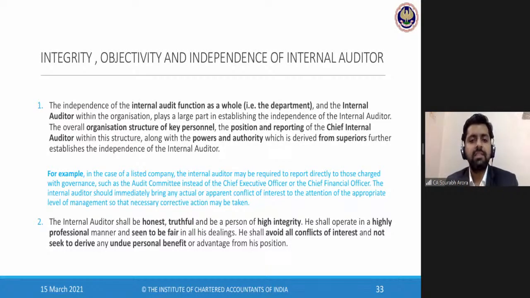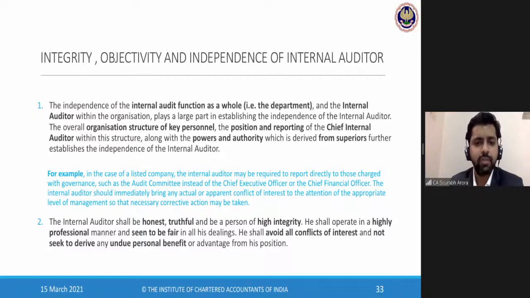So what it means is that the overall function, the overall department, should be independent, and that sets the independence of the internal auditor, who is part of that function. And besides that, the organization structure and the position and reporting of the chief internal auditor. The chief internal auditor is the head internal auditor, and the powers and authorities are derived from the superiors. So how much importance superiors actually give to that chief internal auditor and his recommendations goes a long way in defining the integrity, objectivity, and independence of the internal auditor.